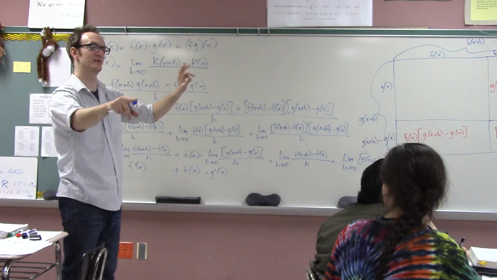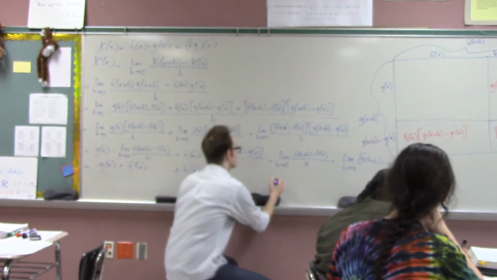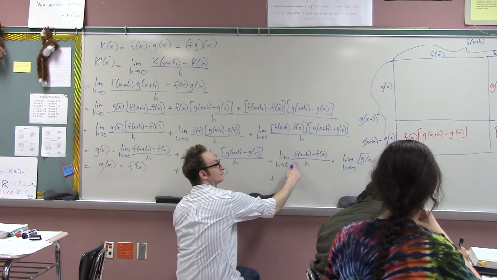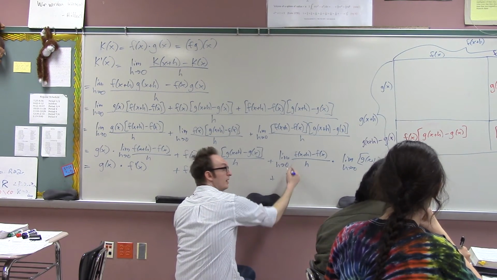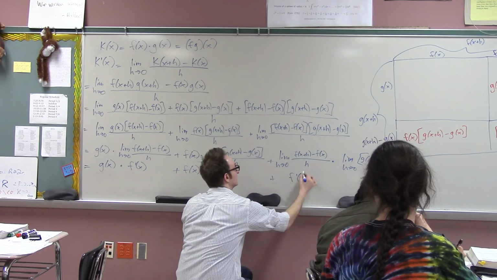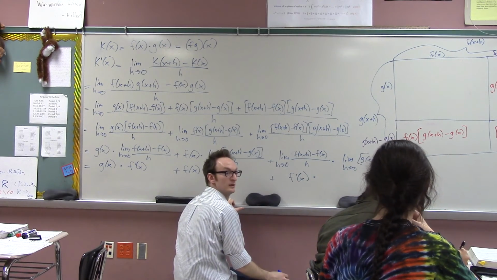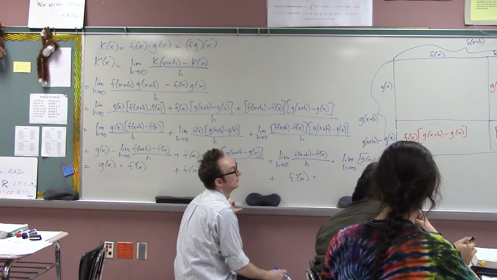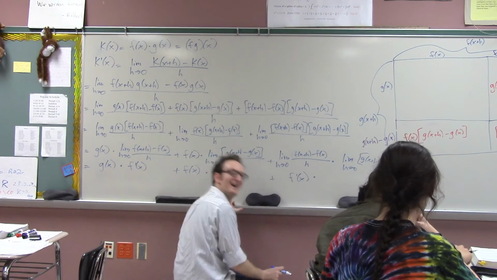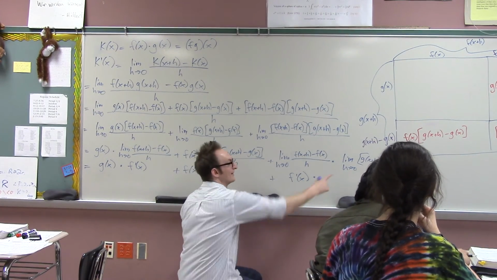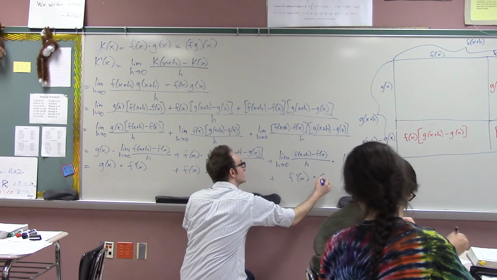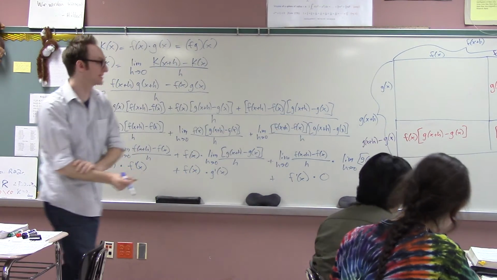With me? Oh, he's having a moment. So what is this limit? f prime of x, which we assume to exist. And what's that limit? h times g prime. Wait, what? h times g prime as h goes to 0. Wait, that is 0. That is just 0. Yeah, that is actual 0.